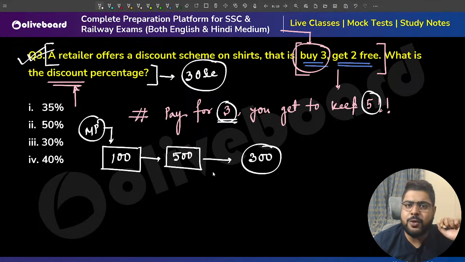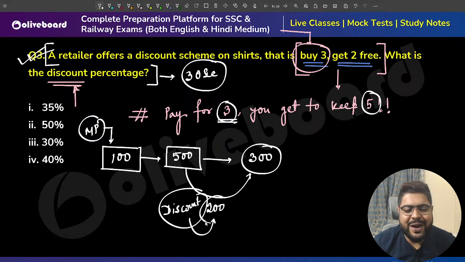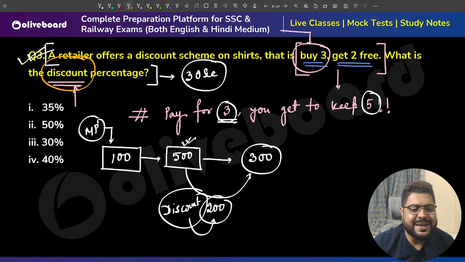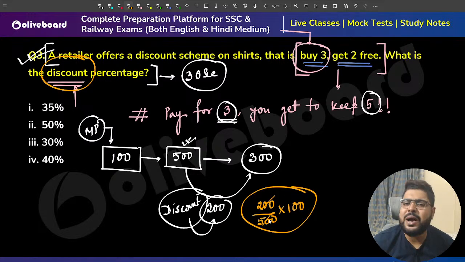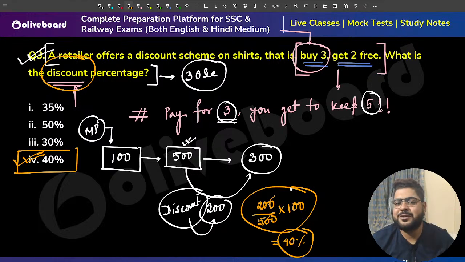Meaning how much discount is he giving you? He is giving you a 200 rupee discount. Please understand this. The shopkeeper is giving you a 200 rupee discount on 500 rupees. Tell me the percentage. So 200 by 500 into 100. Can you guys think like this? So it is 2 by 5, which means 40%. That is 40%, sir. That means option number 4.